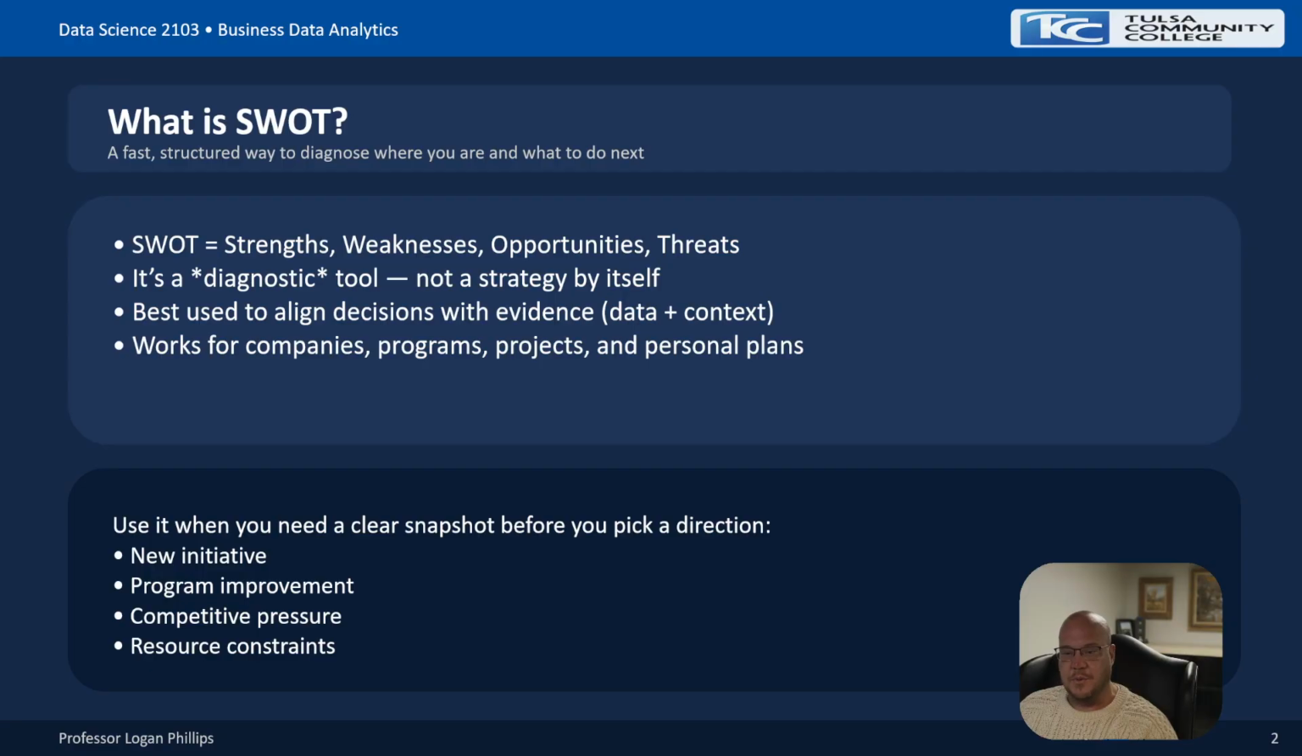A SWOT is useful when you need a clear snapshot before choosing a direction, like launching a new initiative or improving a program, responding to a competitive pressure, or making decisions under resource constraints. If you're about to commit time, money, staffing, and public credibility to something, a SWOT helps you slow down for 10 minutes and ask, what do we actually have? What's working? What's broken? And what's changing around us? So let's make this a little bit concrete with some actual framework.